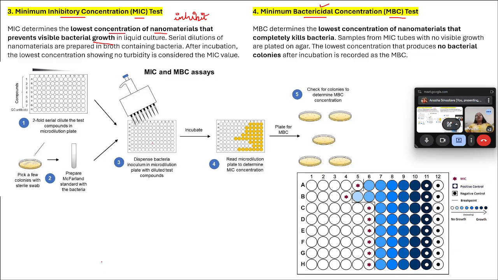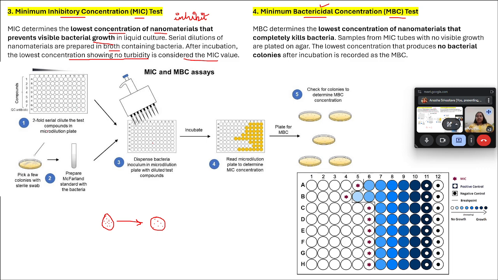Now we'll see how. The minimum inhibitory concentration determines the lowest concentration of nanomaterials that prevents visible bacterial growth. Suppose you added an antibacterial agent and you saw that the bacterial growth has been reduced. But it is not bactericidal at this concentration, because the growth has been reduced, but the bacteria are not eradicated, not killed completely. Serial dilutions of nanomaterials are prepared in a broth, the culture media, containing bacteria. After incubation, the lowest concentration showing no turbidity is considered the MIC value.